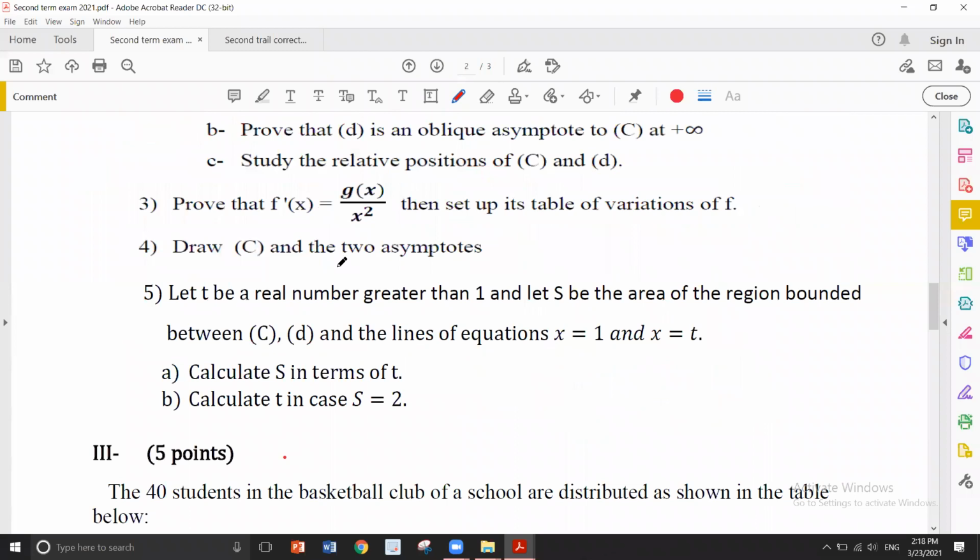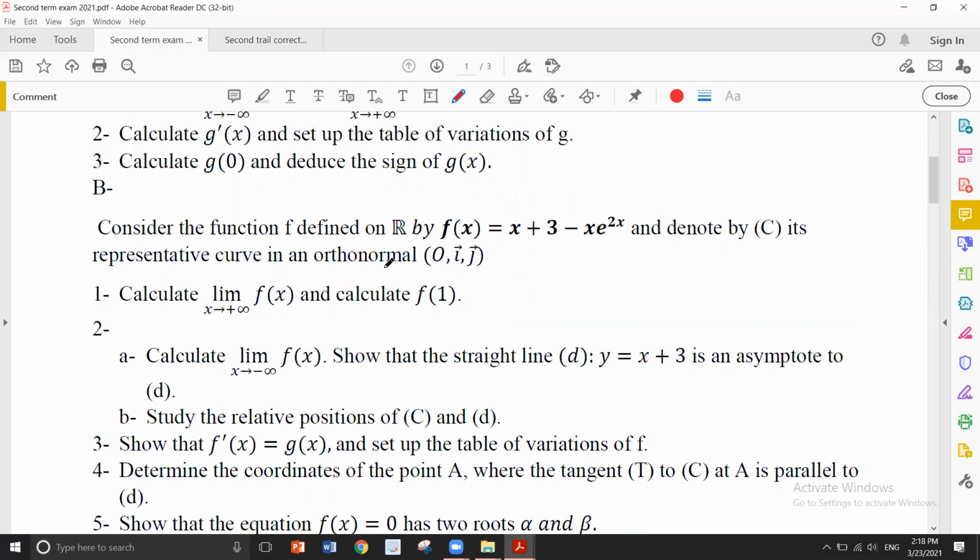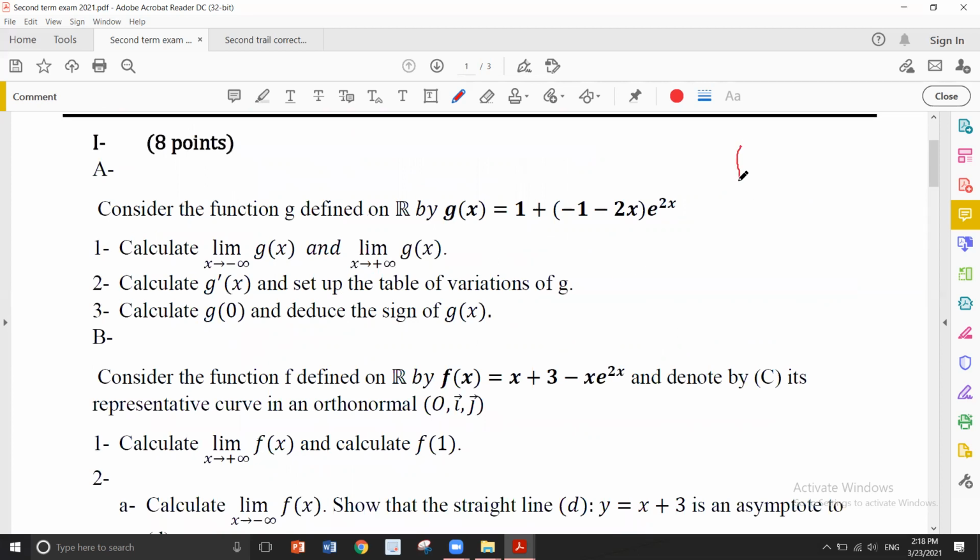It seems none of you know how to calculate integrals. Did you study integrals well? I didn't study integrals at all. What is the integral of e to the ax? One over a, times e to the ax.